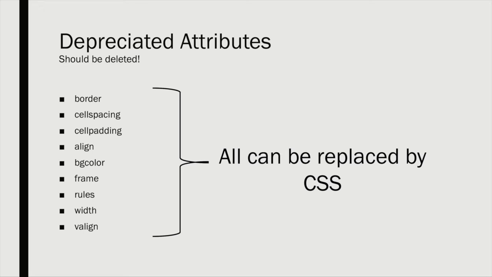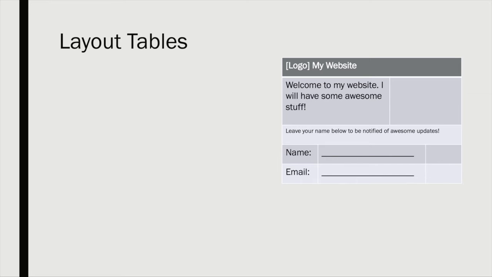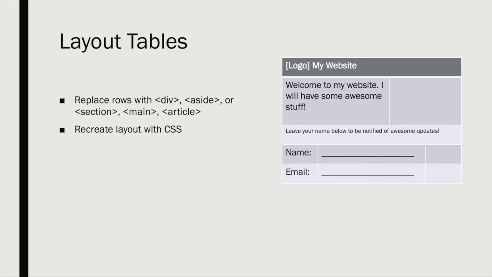However, that does bring us to our next section, fixing layout tables. This can be a little hard to do because if someone has an old website that is designed using a table, then it's not exactly the best thing to have because it's a little hard to work with. First thing, always replace the content with divs, asides, sections, mains, or article tags. Basically, you want to recreate the layout with CSS. This may take a bit of time.